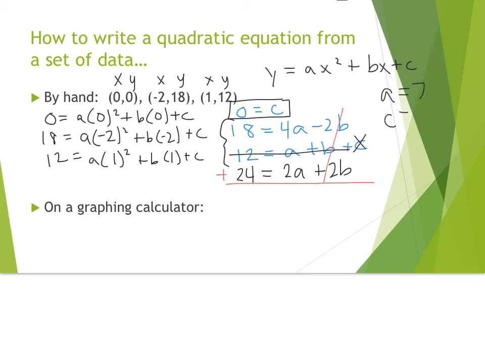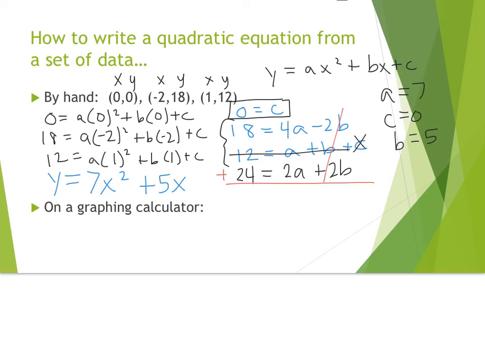I already have c equals 0. I can plug a and c in here to get b equals 5. So my quadratic, if I use a is 7, c is 0, and b is 5, is y equals 7x squared plus 5x. And you can check by making sure that each of these x and y's satisfy this function right here.